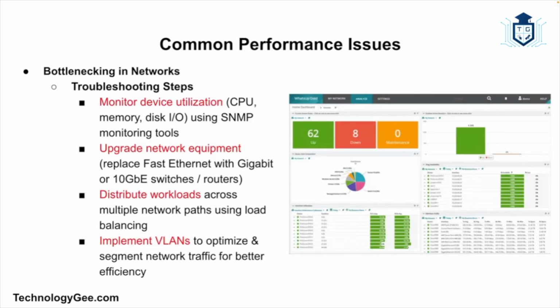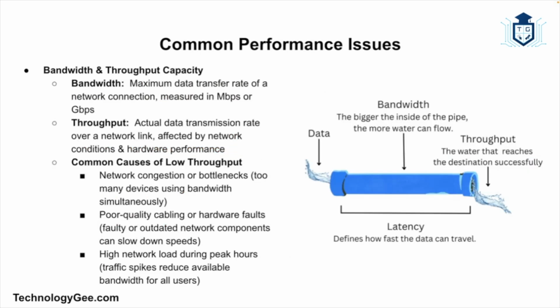And to go about fixing all of this, you can check device utilization, such as the CPU, memory, and disk input/output using SNMP monitoring tools. And you can upgrade network equipment like replacing Fast Ethernet with Gigabit Ethernet. You can distribute workloads across multiple network paths like implementing load balancing, or you can implement VLANs to optimize traffic flow. All right, next we have bandwidth and throughput capacity.